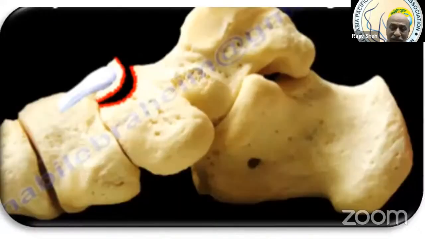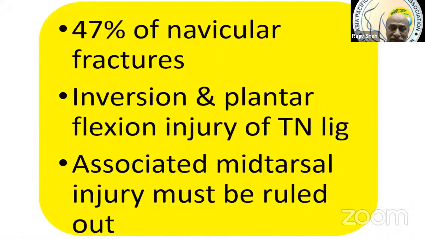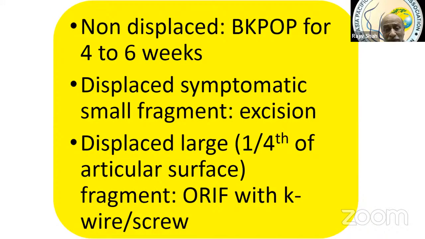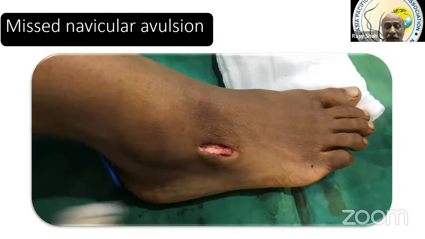So this is, as you people rightly said, an avulsion fracture of navicular. 47% of navicular fractures are these fractures. And it's an inversion and plantar flexion injury of talonavicular ligament. Sometimes you must rule out the associated metatarsal injury because that is very common. If it is non-displaced, you can treat in plaster for 4 to 6 weeks. Displaced, you could do excision if it's a small fragment. But if it is 1/4, 25% of the articular surface, you need fixation with either K-wire or screw.